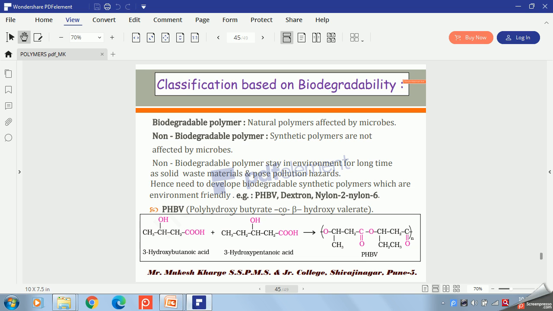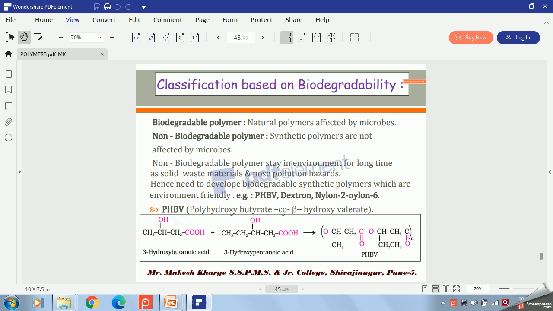The next type of classification is based on biodegradability. On the basis of biodegradability, we can classify the polymers first into biodegradable polymers. These polymers may be natural ones and they can be affected by microbes, they can be degraded. But the other type of polymers are non-biodegradable polymers. These are mainly synthetic polymers and they cannot be affected by microbes. These polymers cannot be degraded.